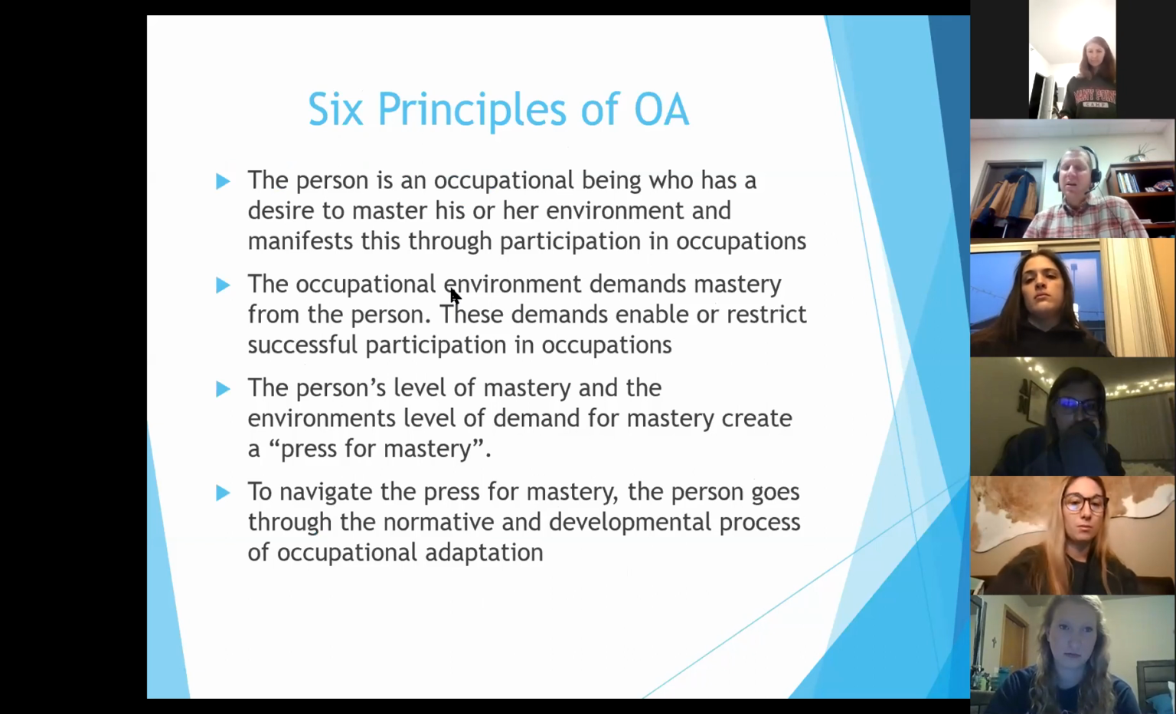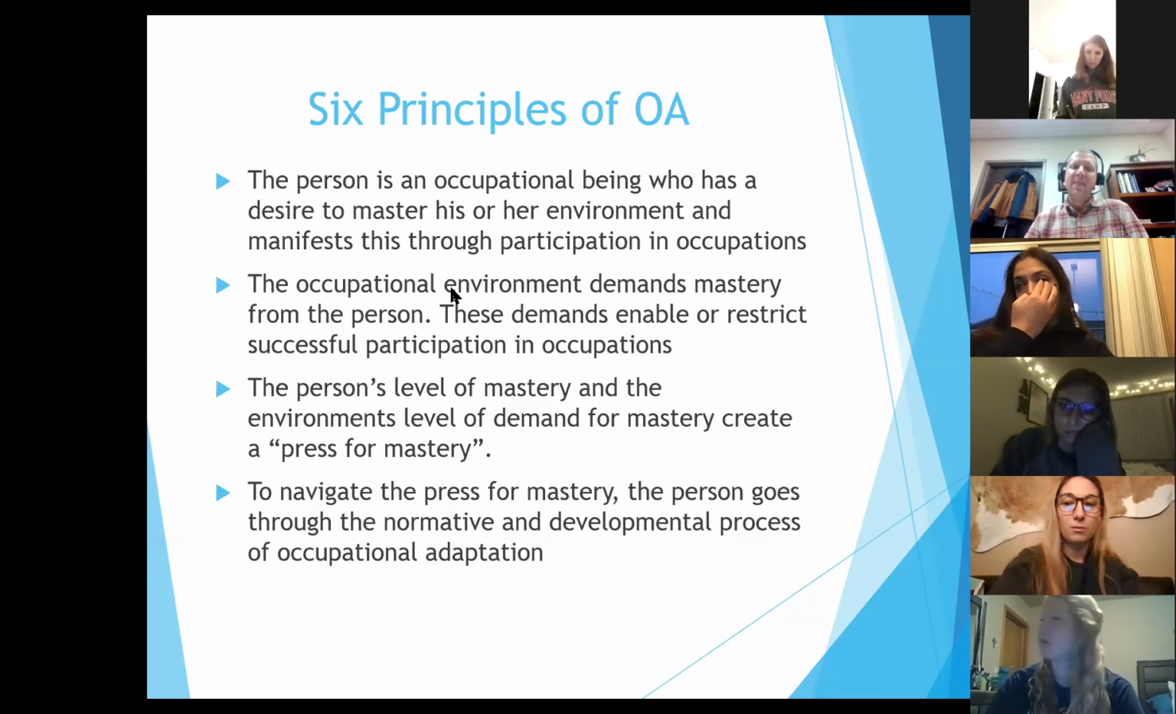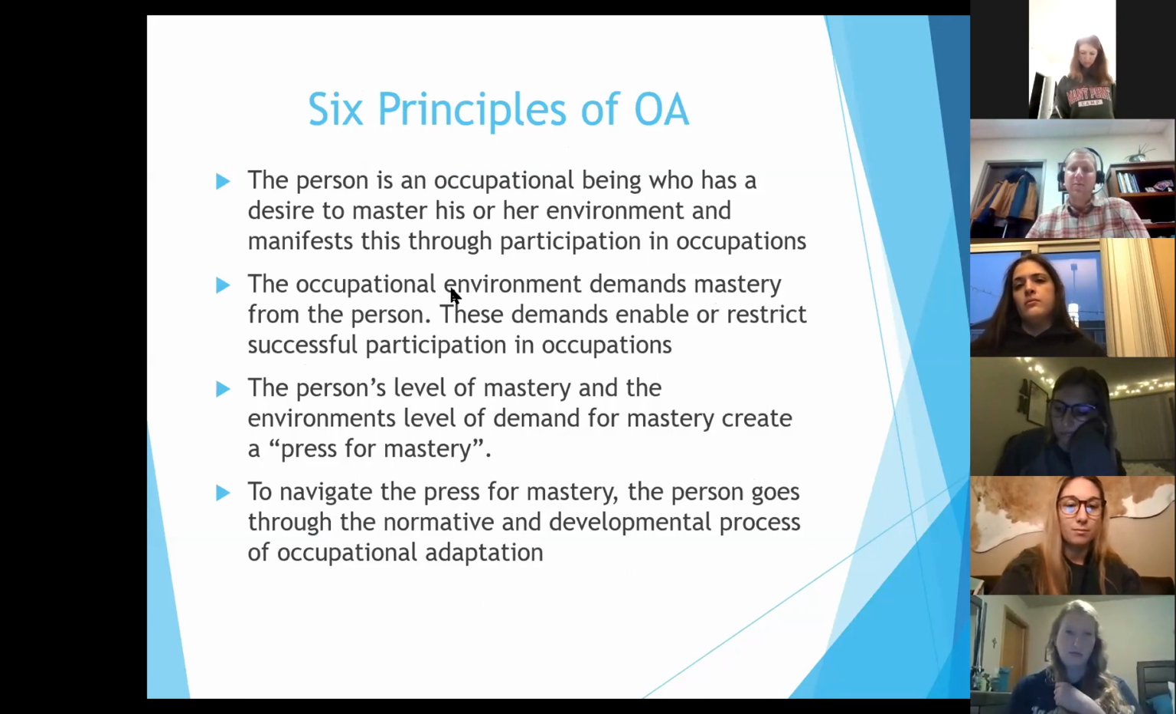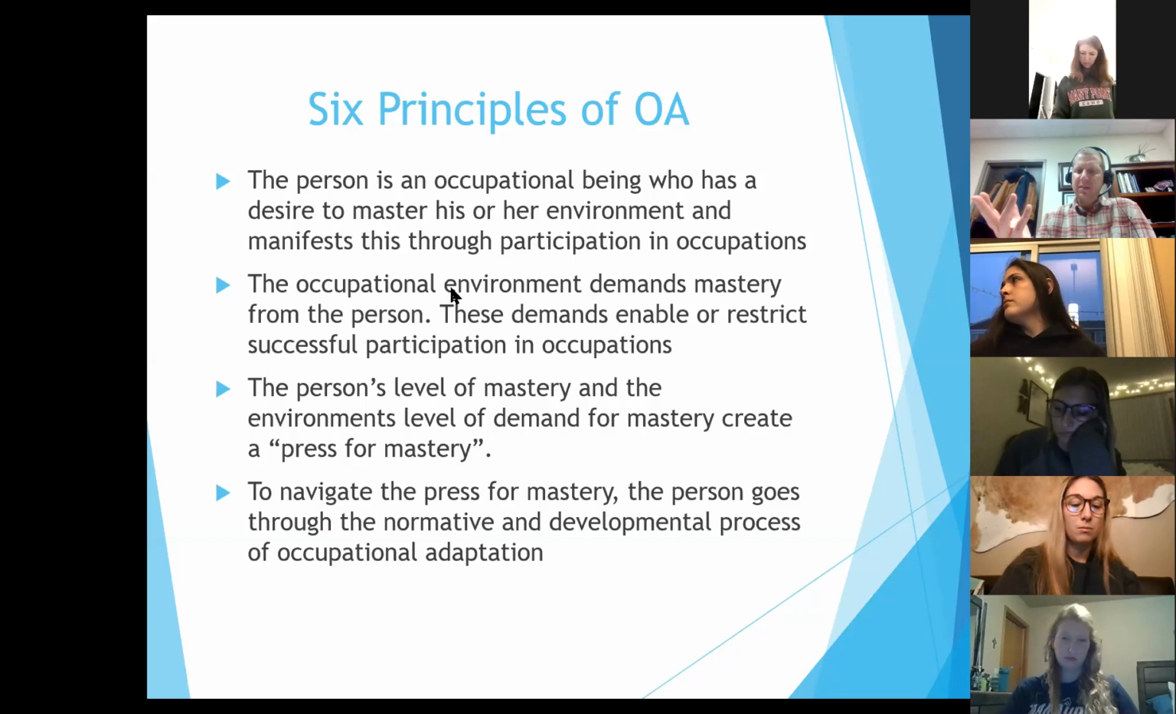There are six principles of occupational adaptation. The person, again, being an occupational being, has a desire to master their environment. And this happens when they participate in occupations. Okay, so a person wants to do good with their occupations, they have to do their occupations in an environment. Okay, that makes sense. The occupational environment demands mastery from the person. Okay, so there are things in the environment that either enable or restrict somebody's ability to participate. Okay, that's a pretty similar concept we've heard in other models.